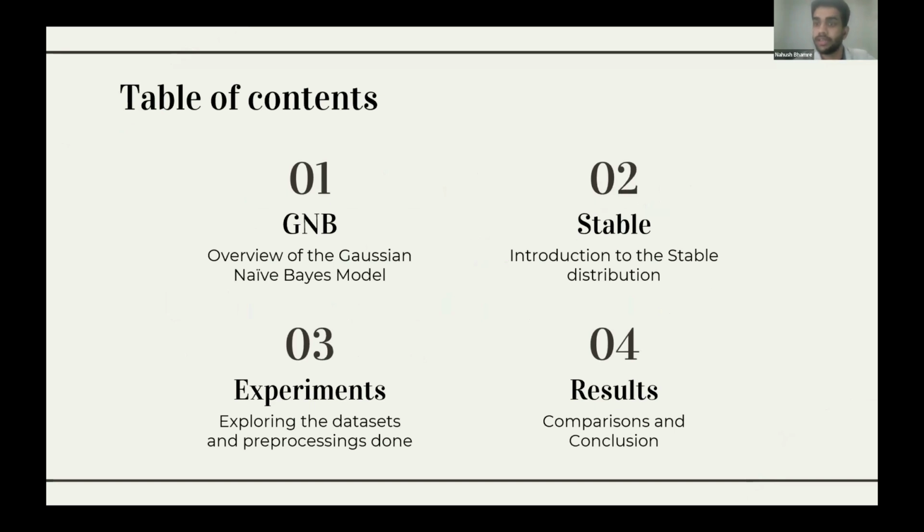So here is an outline of the presentation. We begin with an overview of the Gaussian Naive Bayes model, discuss its limitations, and introduce stable distributions as a more flexible alternative. We then describe our proposed stable naive-Bayes model, outline its methodology, and review the experimental results. Finally, we conclude with implications and potential directions for future research.